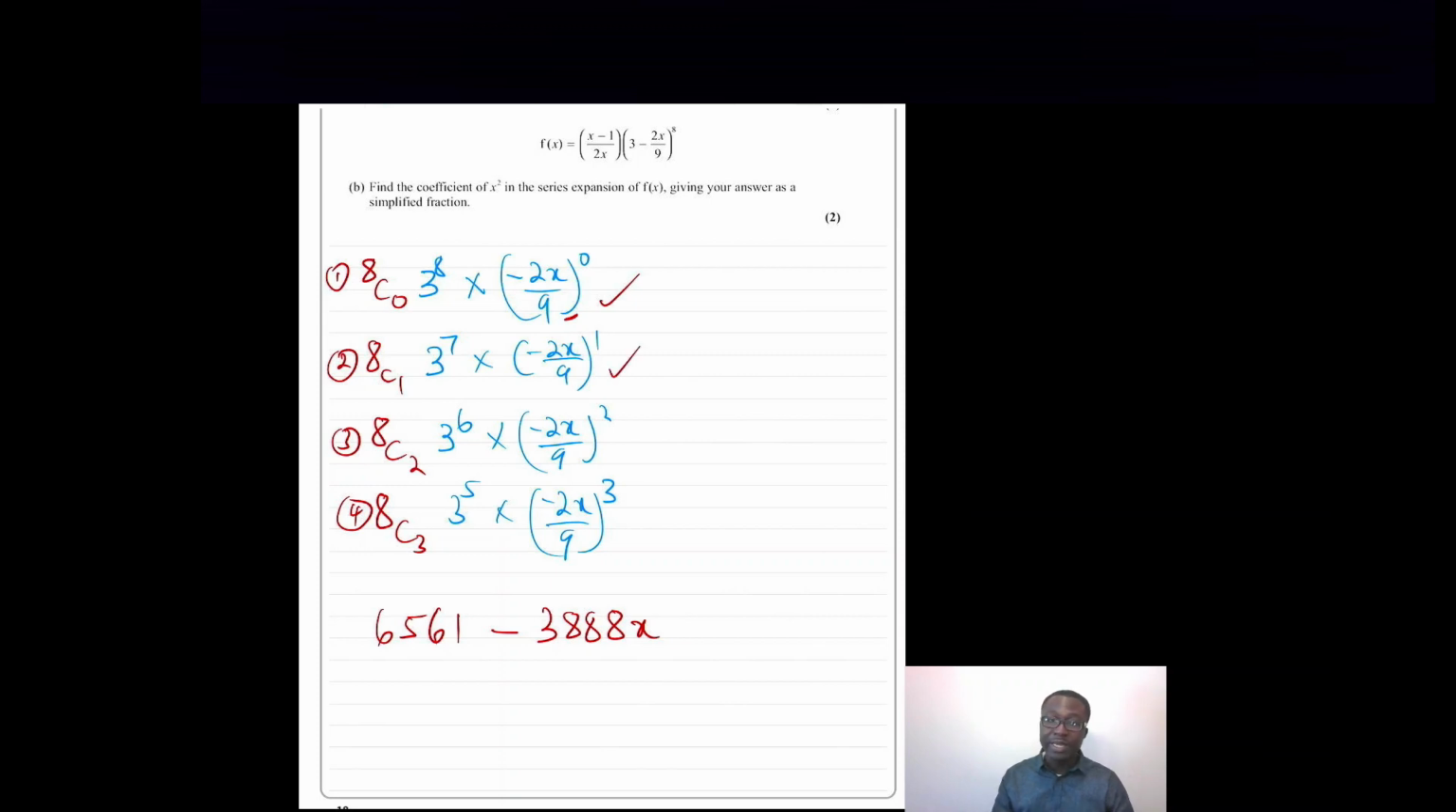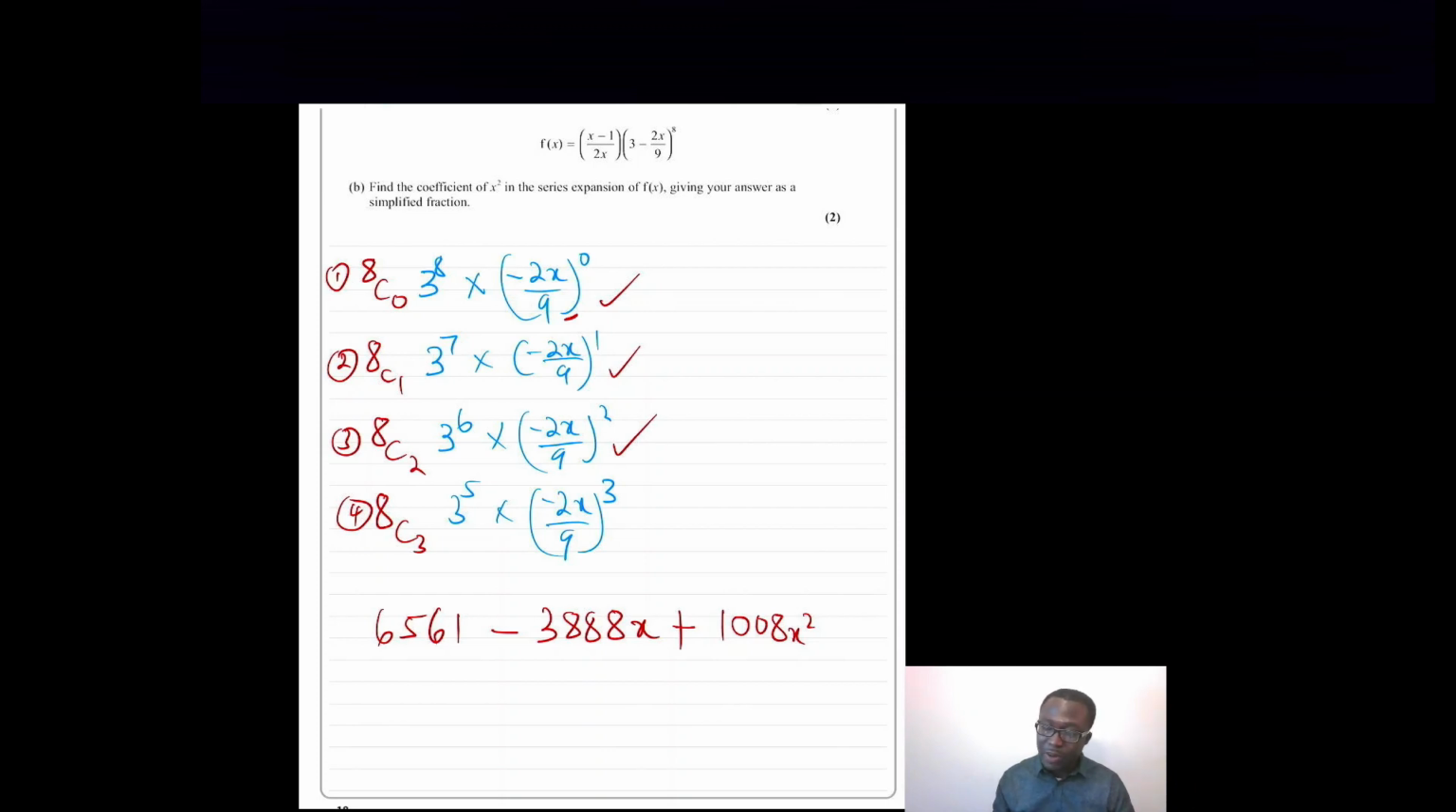The next bit is 8 combination 2. So 8 combination 2, which is 28, we times that by 3 to the power of 6, which gives us 20412, and we're going to times that by a positive number because we square it. So we're going to put plus there, and then we have times by 4, then divide by 81 because 9 squared is 81, and that gives us 1008x squared.